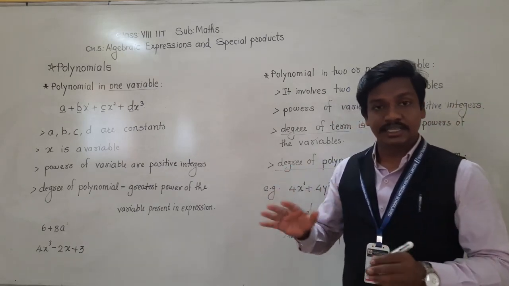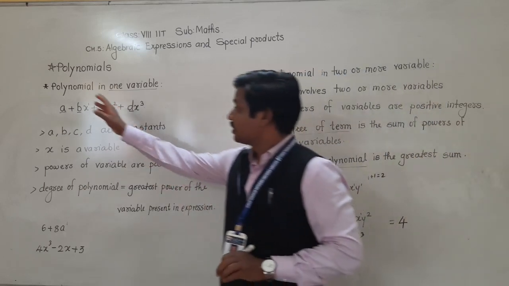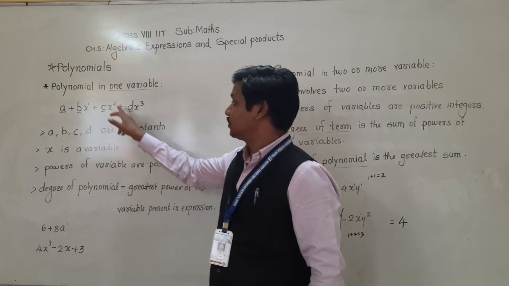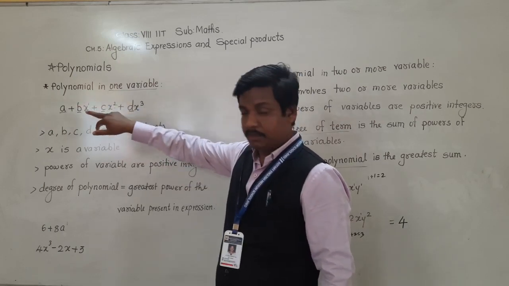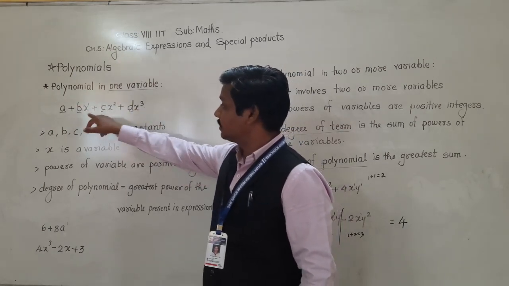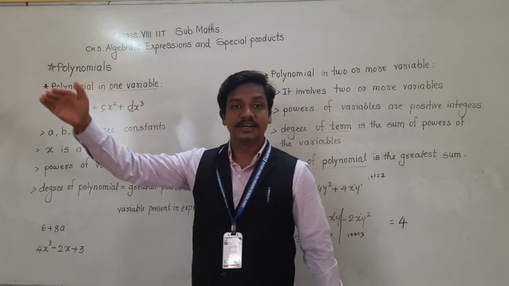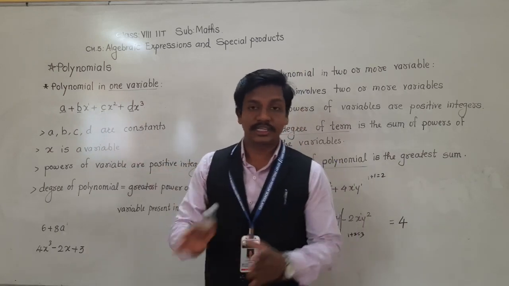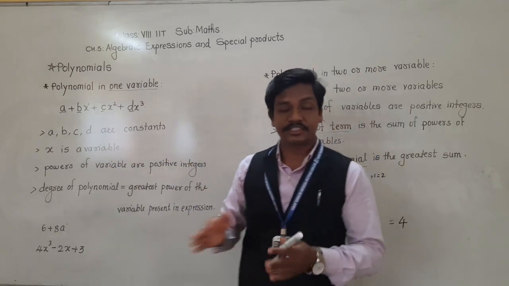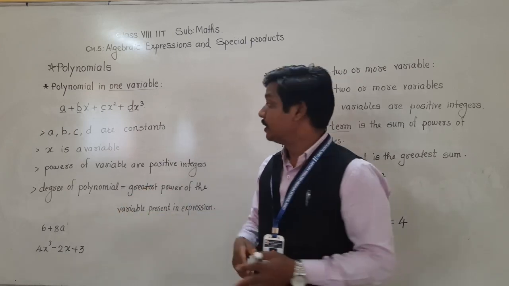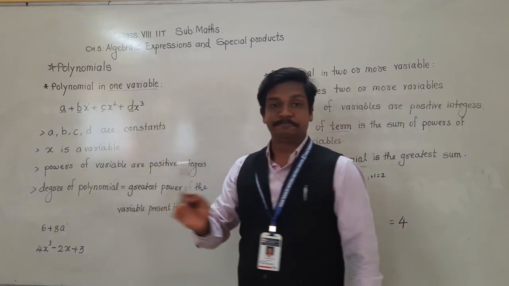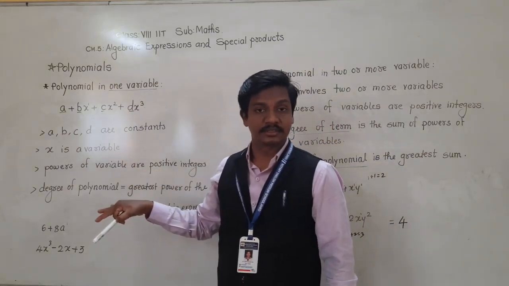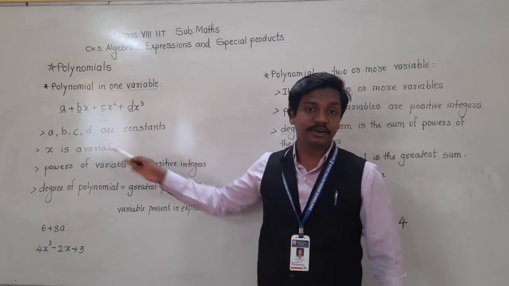So this was some basic information about polynomials in one variable and polynomials in two or more variables. Okay? The thing you need to keep in mind is that the polynomial in one variable is in this form: a plus bx plus cx square plus dx cube, or the opposite also, dx cube plus cx square plus bx plus a. Okay, ascending order or descending order. This a, b, c, d are constants; they can be negative, decimal numbers, fractions, any square root, anything. But the powers of variables should be positive integers.